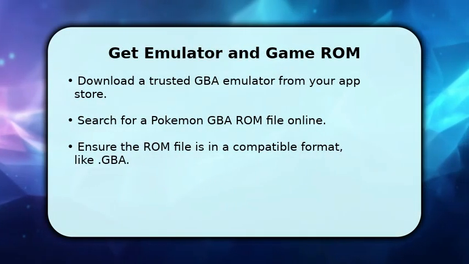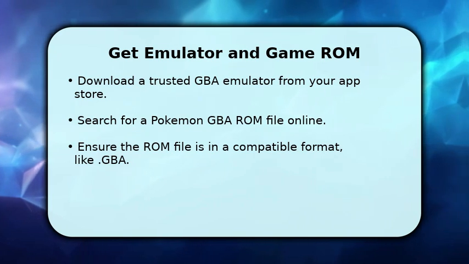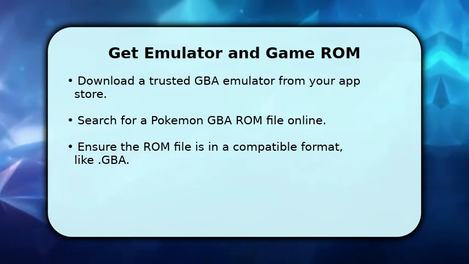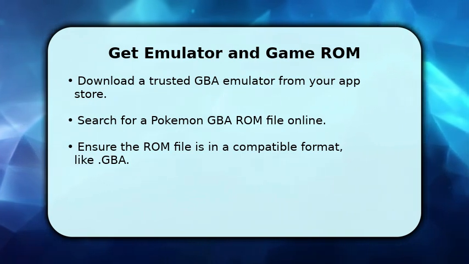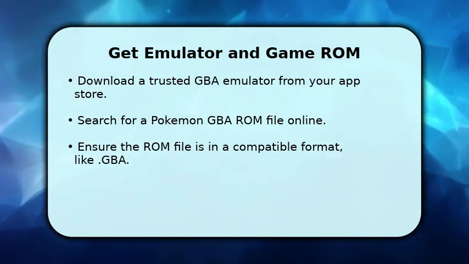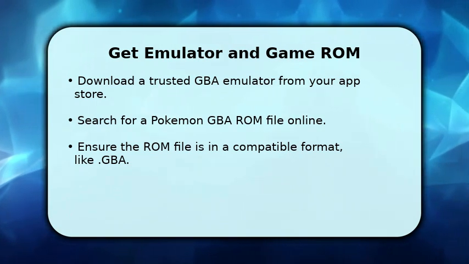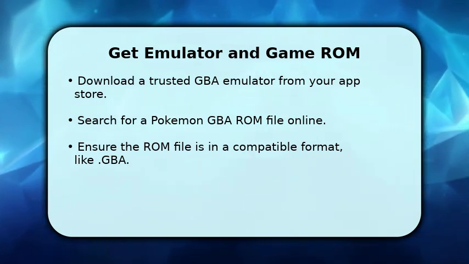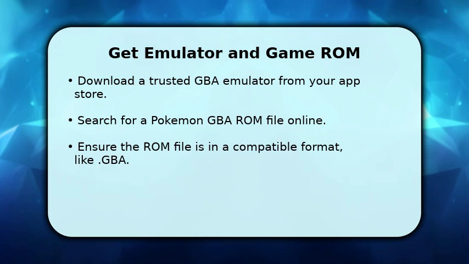To begin, head to your phone's App Store and search for a well-rated GBA emulator. Many free and paid options are available, so choose one with good reviews. Simultaneously, you'll need to find a Pokémon GBA ROM file. Search online for Pokémon GBA ROMs and download a game you wish to play. Make sure the file extension is GBA for proper compatibility.